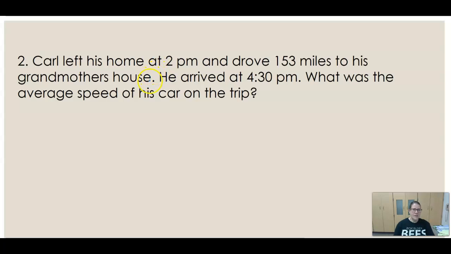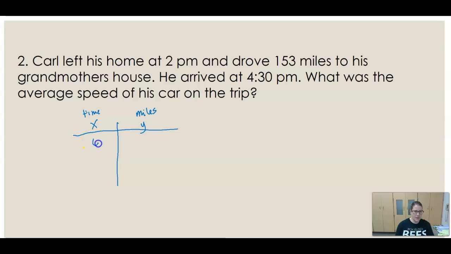Okay, Carl left his home at 2 p.m. and drove 153 miles to his grandma's house. He arrived at 4:30 p.m. What's the average speed of his car on the trip? So again, our time is going to be our X variable, and the miles that he traveled will be Y. Always put time on X, okay?